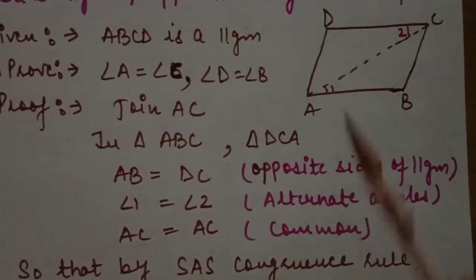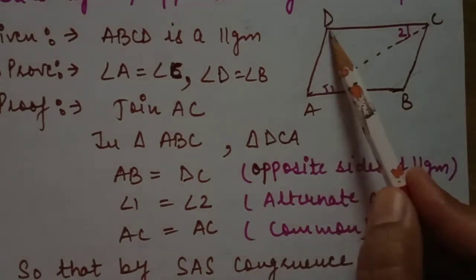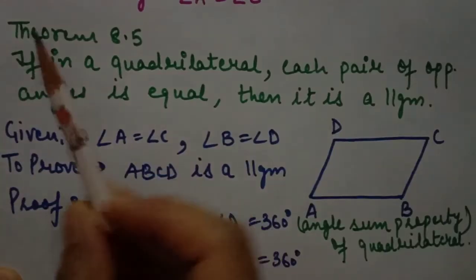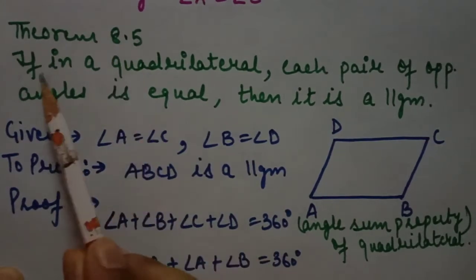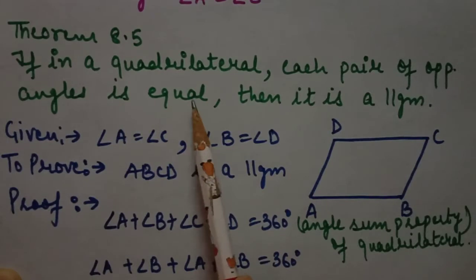For proving angle A and C equal, we have to draw diagonal DB. We can join DB also. So students, this is your theorem 8.4. Now theorem 8.5. Students, theorem 8.5 is, if in a quadrilateral each pair of opposite angles is equal, then it is a parallelogram.